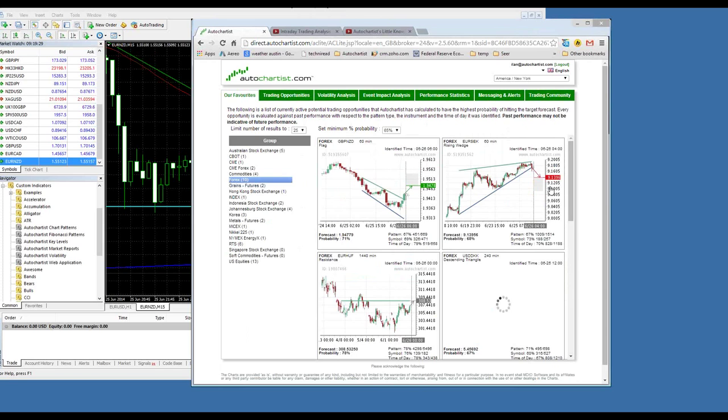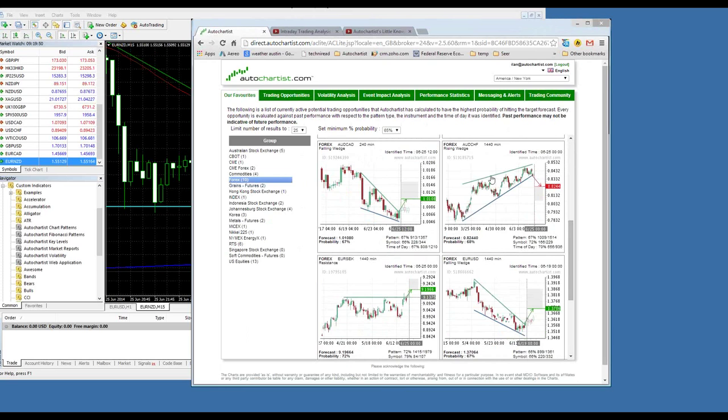This is my favorite part of my Autochartist screen. It's our favorite screen. What we do on the screen is quickly try to find the longer term opportunities. Here's that euro half. Let's see. Okay, here we go. Here's one on AUD/Swiss franc, daily candles.